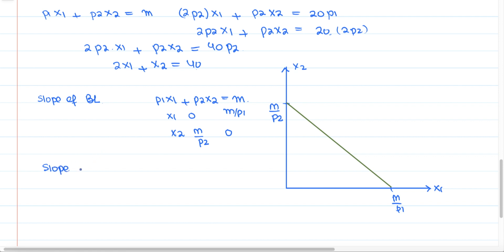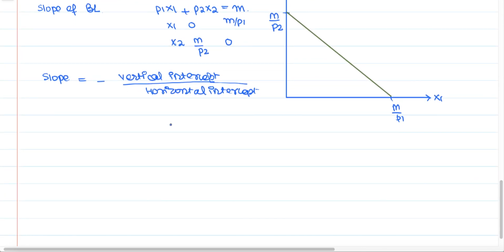How do you find out the slope? So slope is the negative of the vertical intercept upon the horizontal intercept, right? What is the vertical intercept? M by p2. What is the horizontal intercept? M by p1, right? So it is m by p2 into p1 by m. So this thing gives you minus p1 by p2.